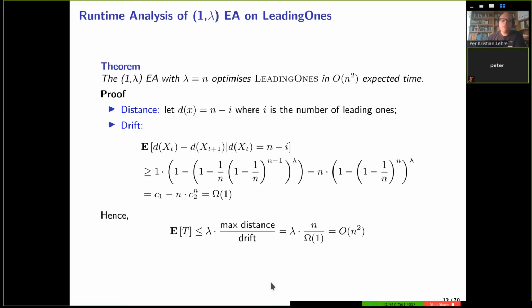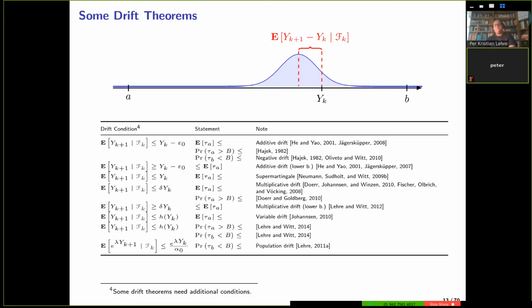Okay, so the expected number of generations we need to find the optimum will be the maximum distance divided by the drift. So the drift in this case is omega 1, maximum distance is n, so this is going to be n, and then in each generation we evaluate lambda individuals, which is n, so we get n squared upper bound on the runtime.